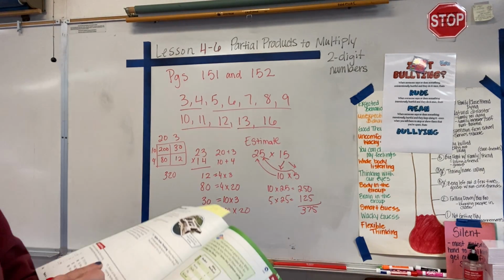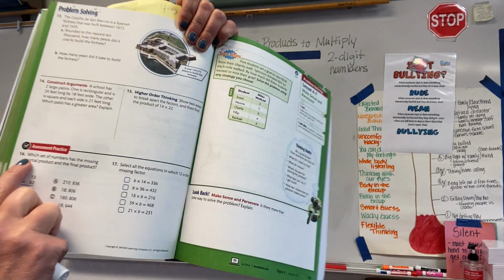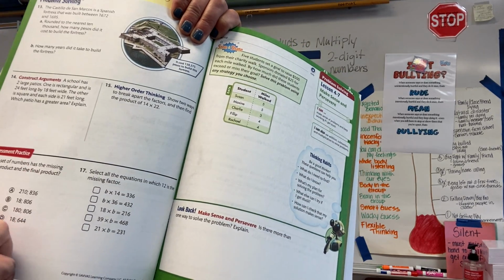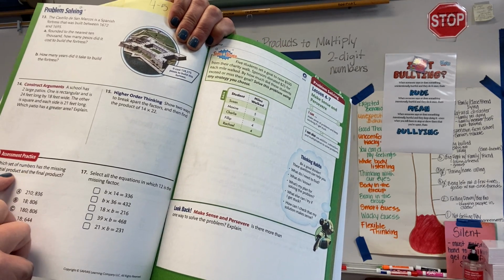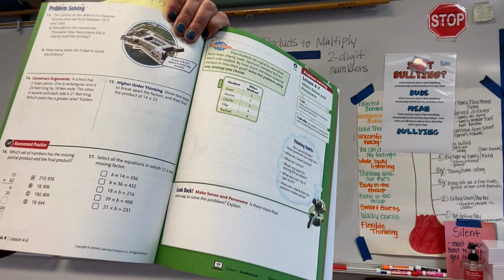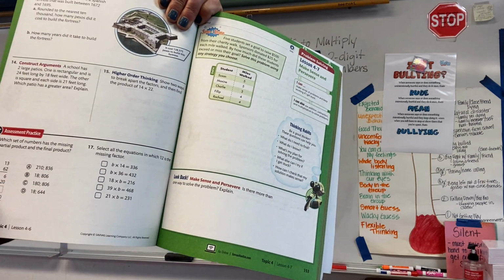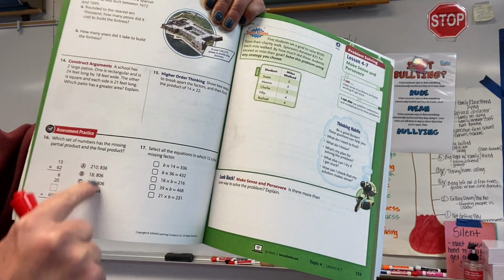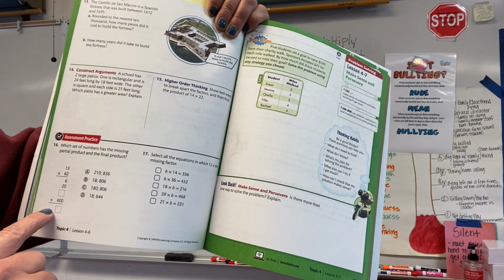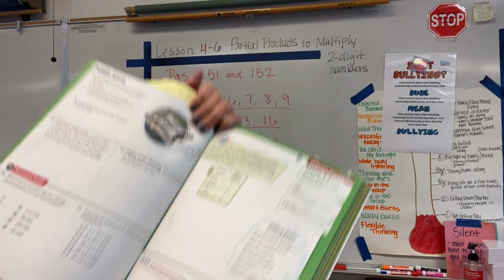And then number 16 says which set of numbers has the missing partial product? Which set of numbers has the missing partial product and the final product? Oh, I see. So you're going to choose A, B, C, or D that completes these blanks here, or which one of these correctly fills in these blanks. Okay, A, B, C, or D for your partial products. And then that's it for today.